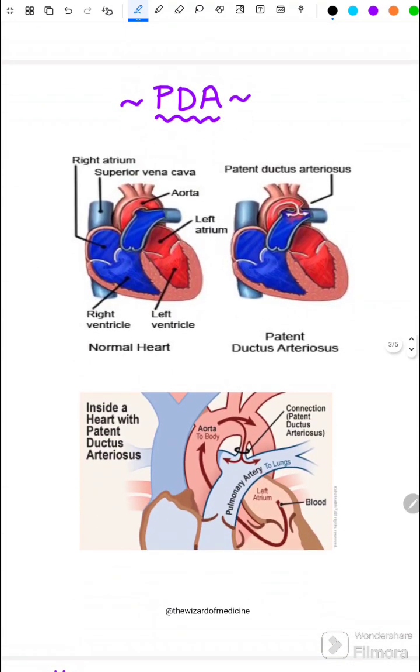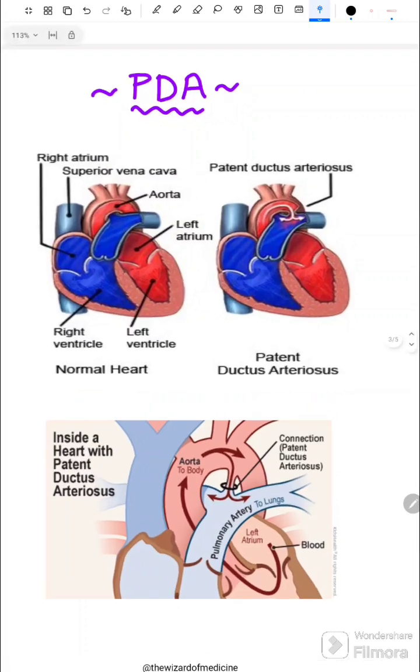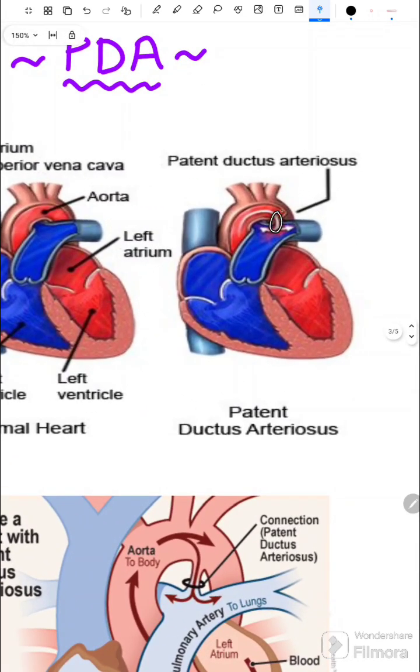Right, now let's discuss the pathophysiology in patent ductus arteriosus. This is the normal heart, and you already know what is happening in the normal heart, right? This is the aorta and this is the pulmonary artery, right? Now there's a defect, a connection between the aorta and the pulmonary artery, and since aorta has very high pressure, the blood will move from a place of high pressure to low pressure. The blood will be shunted from the left side of the heart, that is the aorta, to the right side of the heart, that is the pulmonary arteries.